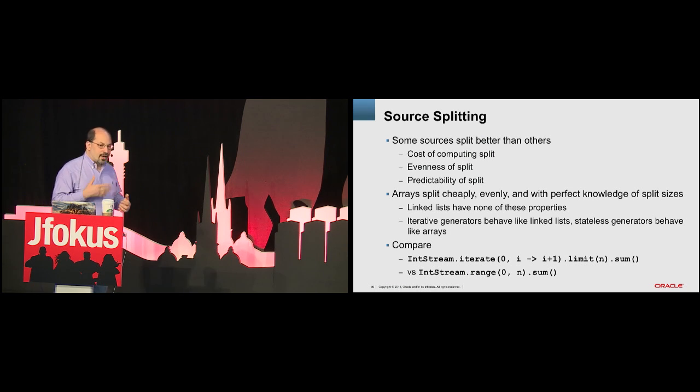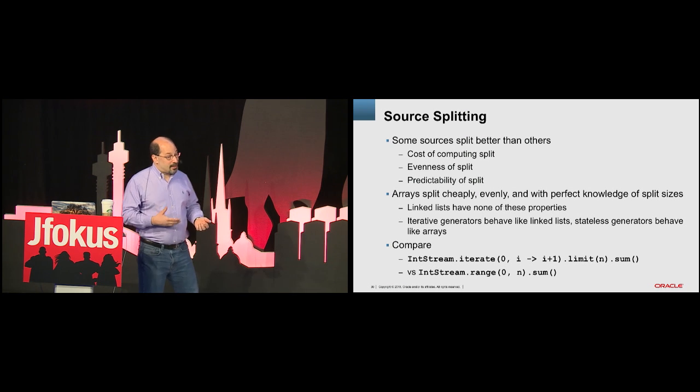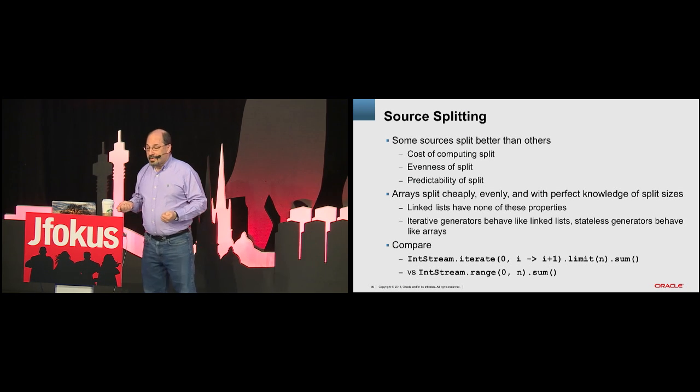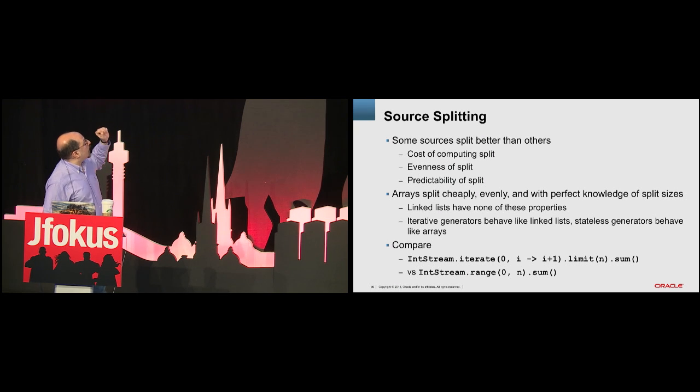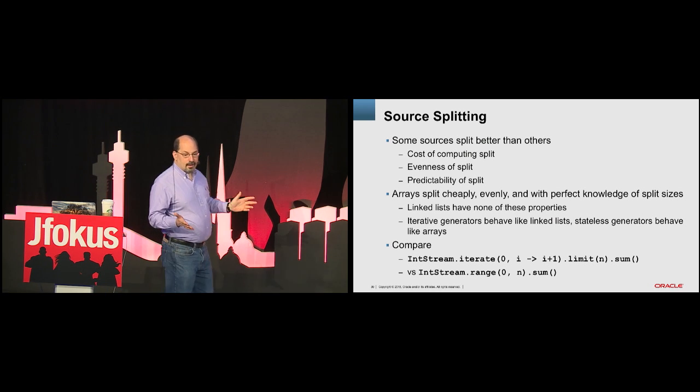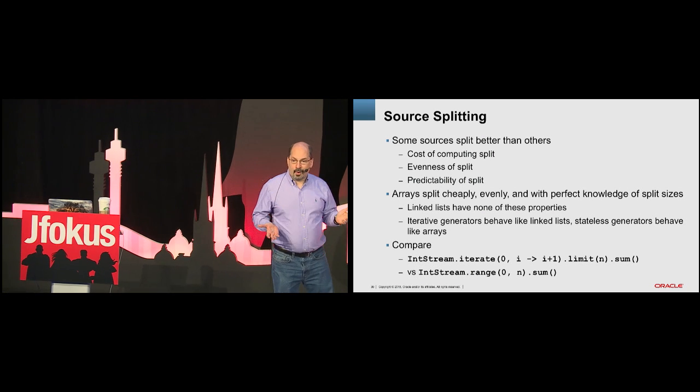So if your source is a linked list, or something like a linked list, like an iterator, it's going to split terribly. If you compare these two different ways of summing up the integers from 1 to n, the second one is going to parallelize terribly, and the first one is going to parallelize really well.